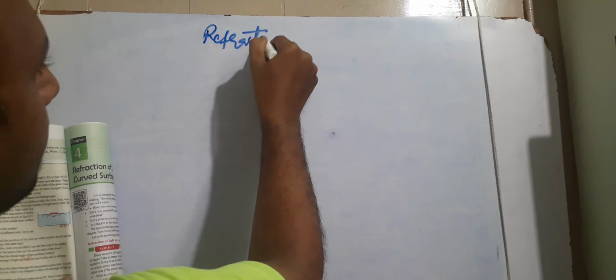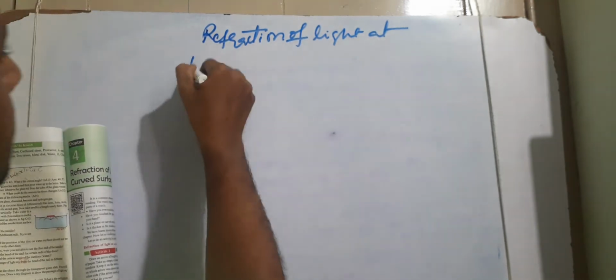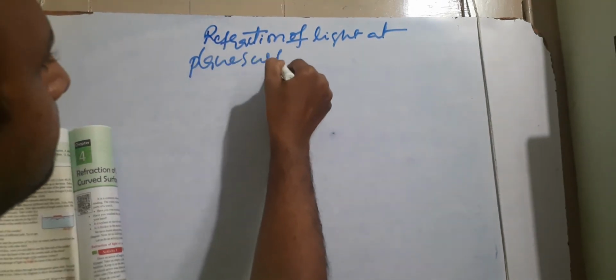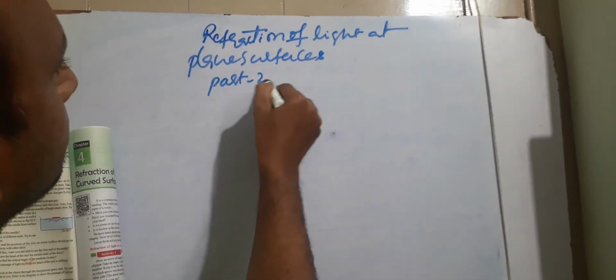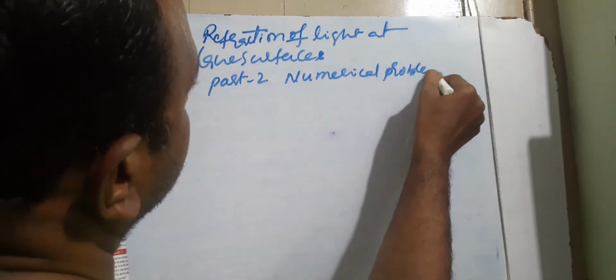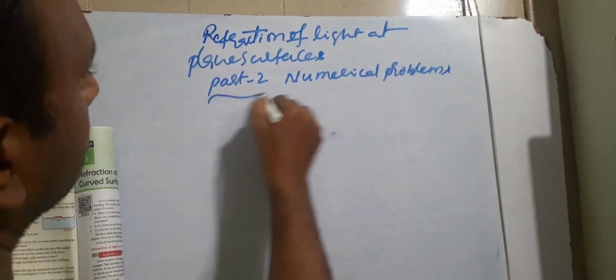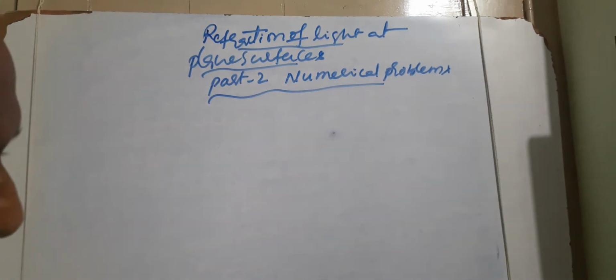So in this class we are going to learn about solving some numerical problems in part 2 of the topic refraction of light at plane surfaces. Part 2, numerical problems. So first one in part 2. We already solved some problems in this chapter as part 1 in the previous video, students.